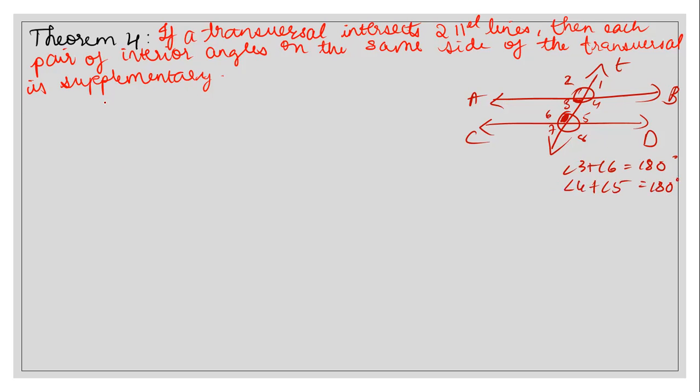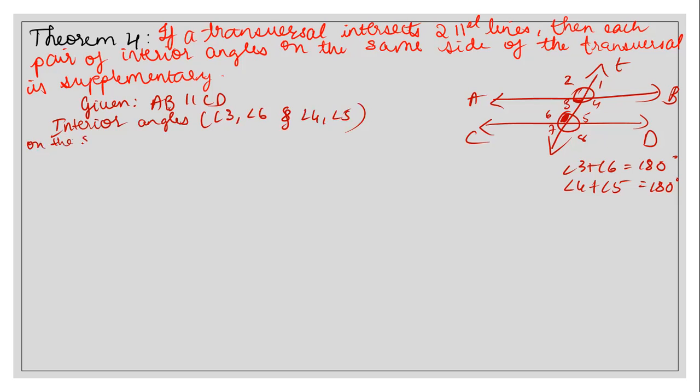Now we shall see what we have to prove, what is the proof, given everything. Now, given that AB is parallel to CD. Yeah, AB is parallel to CD. And we have interior angles, angle 3, angle 6, and angle 4 and angle 5. I mean interior angles on the same side of the transversal.